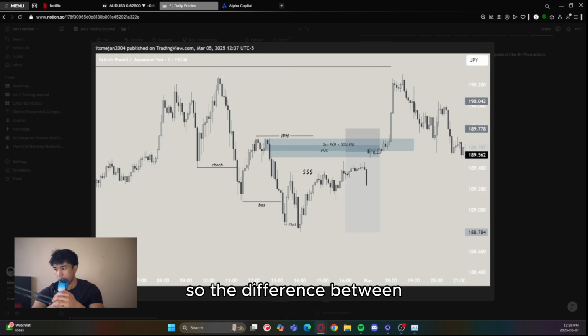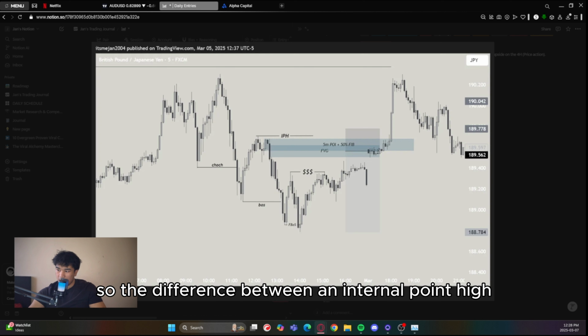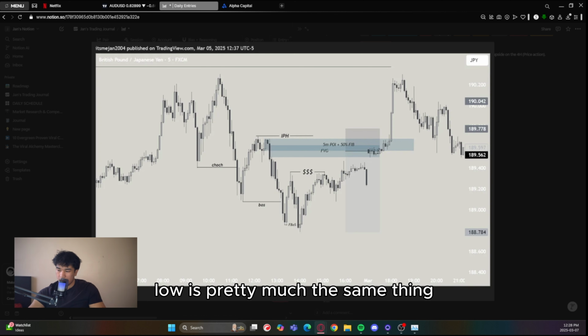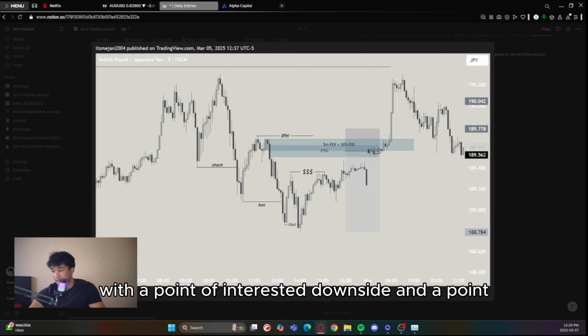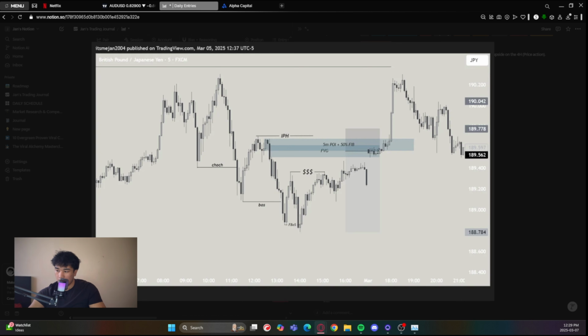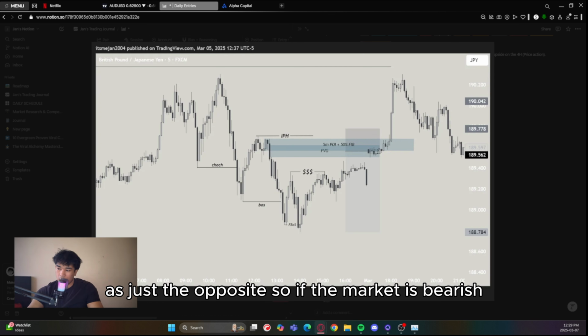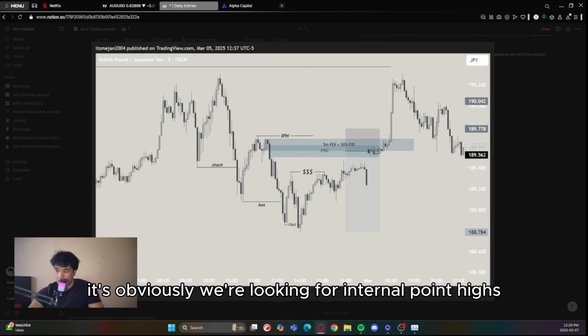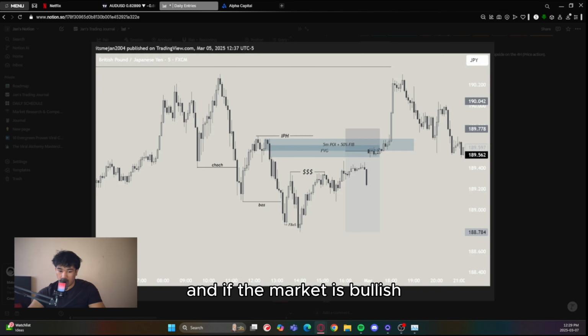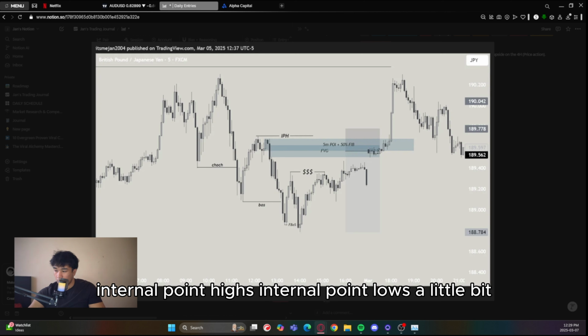The difference between an internal point high and an internal point low is pretty much the same thing. An internal point high is a last swing high that has a wick, that is followed by a point of interest to the downside, and an internal point low is pretty much the exact same thing, just the opposite. So if the market is bearish, we're looking for internal point highs, and if the market is bullish, we are going to look for internal point lows. That's how I go over internal point highs and internal point lows a little bit.